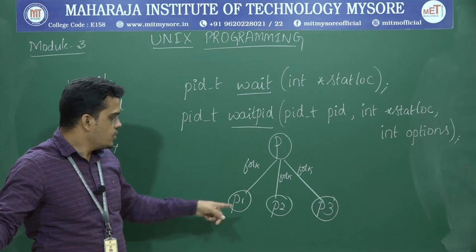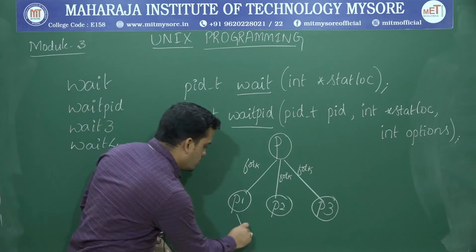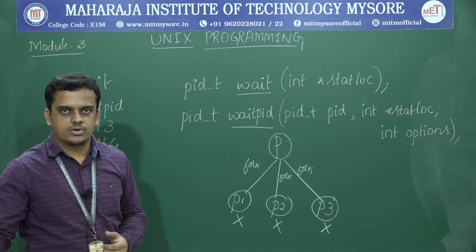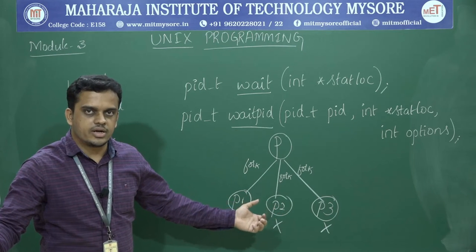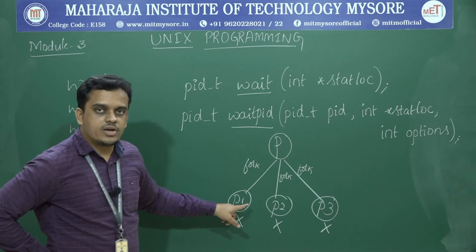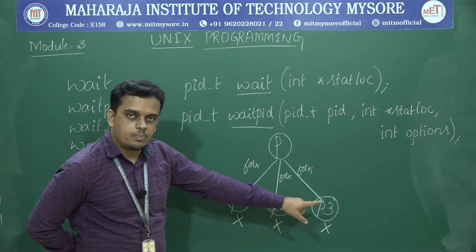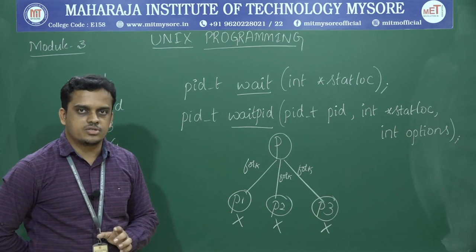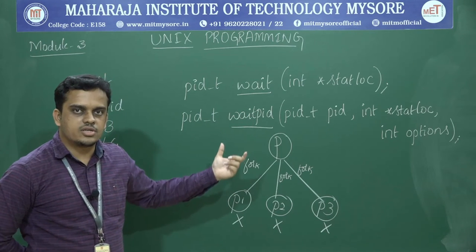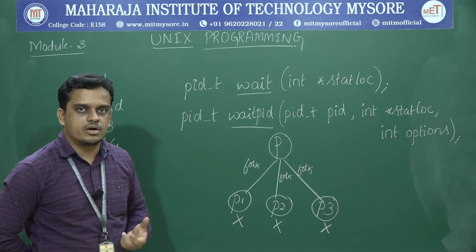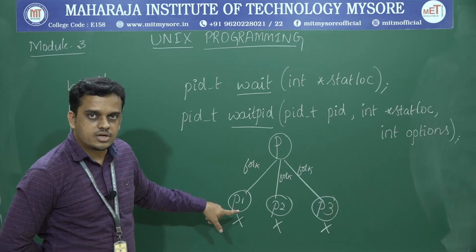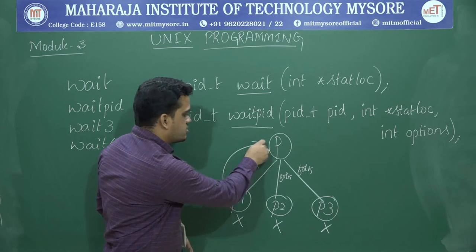Let me consider another case where all three different child processes have been terminated. At that instance, if a wait function is executed, let me consider P1 has been terminated first, then P2 and P3. If this is the order in which the processes were terminated and the wait function is called, it will return the termination status of the process which was terminated first to the parent process.